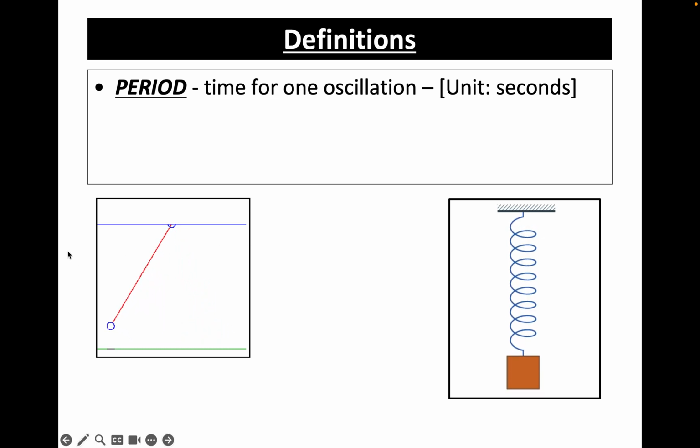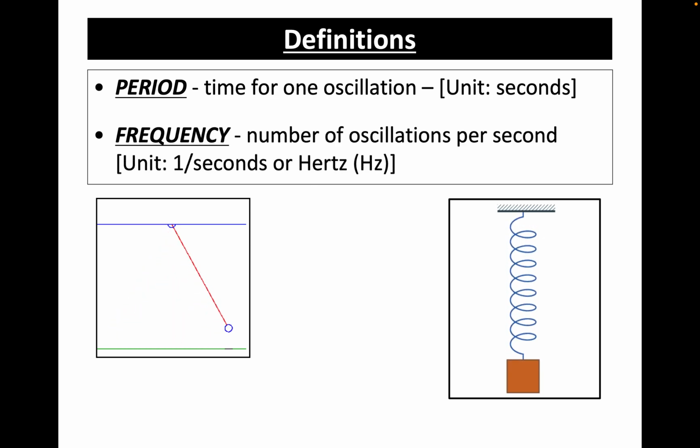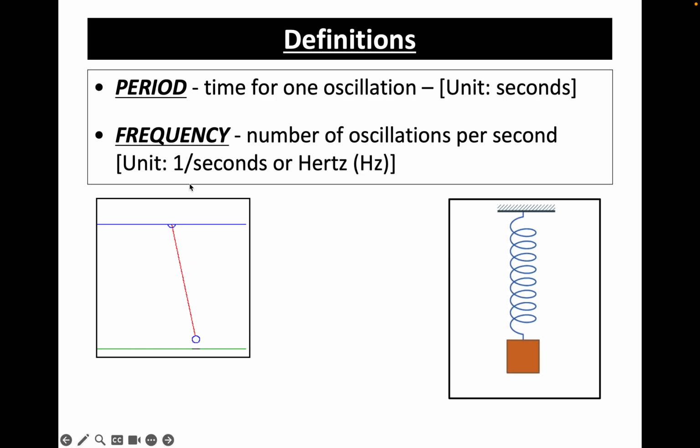The inverse of that would be frequency. So frequency is not how long it takes, but how many times it repeats every second. So the unit for frequency is 1 over seconds, or what's known as hertz. Okay? So how many times does it repeat per second? So maybe, if we want to simplify it, let's say it repeats 1 time every second, then the frequency would be just 1 hertz.